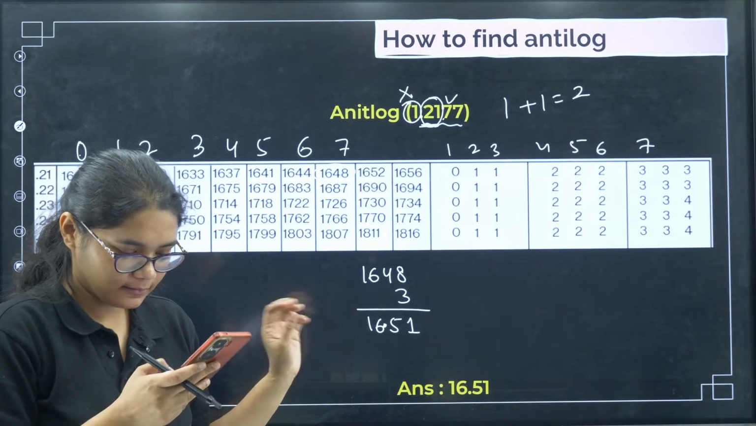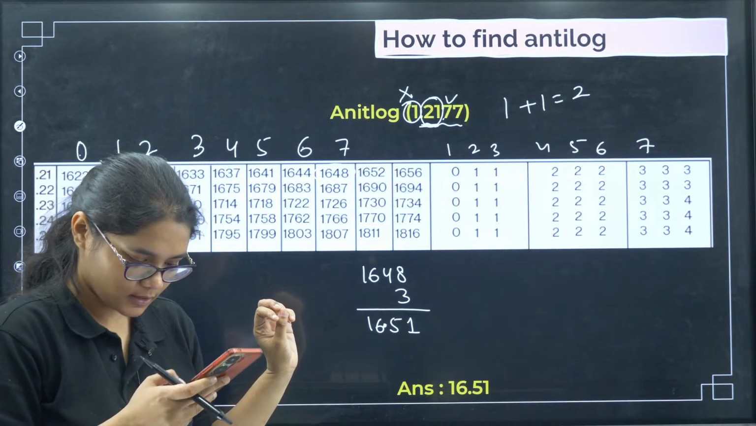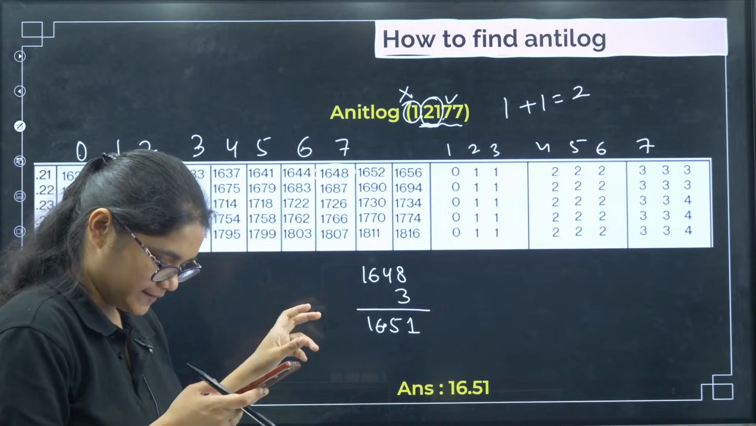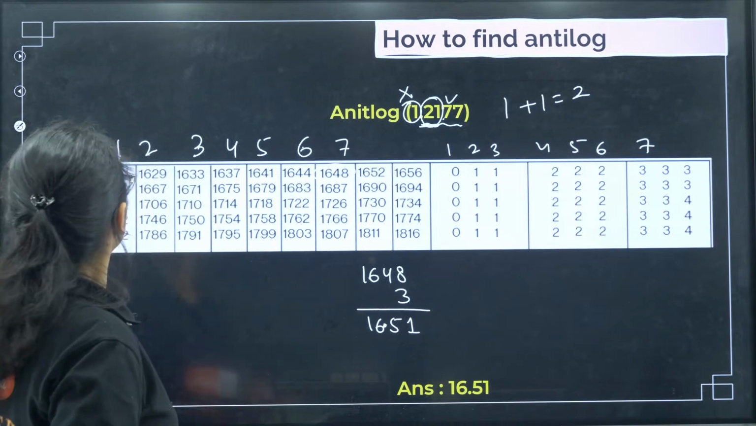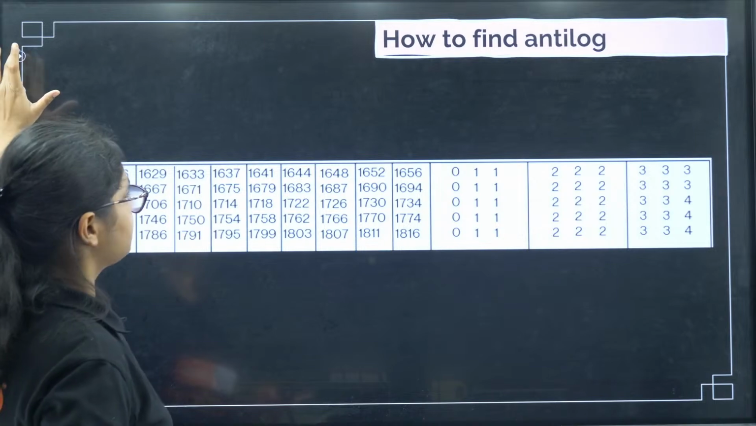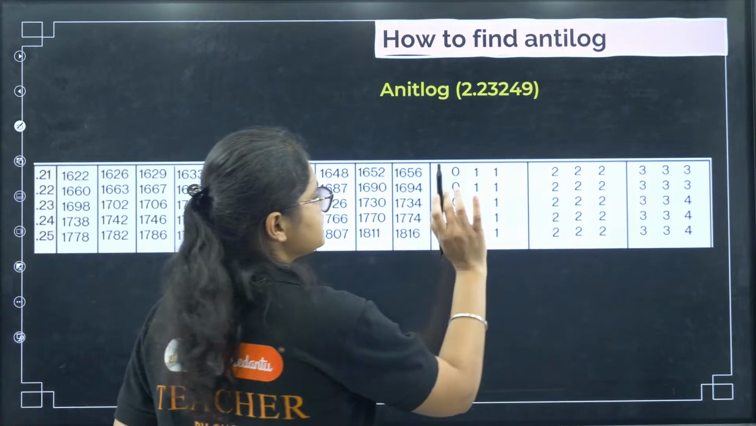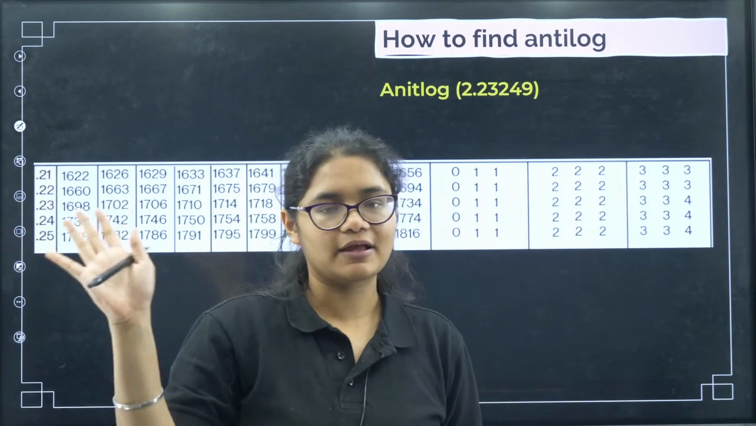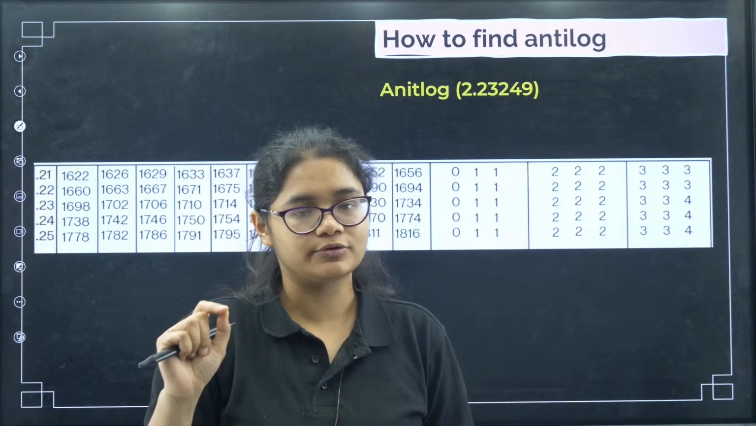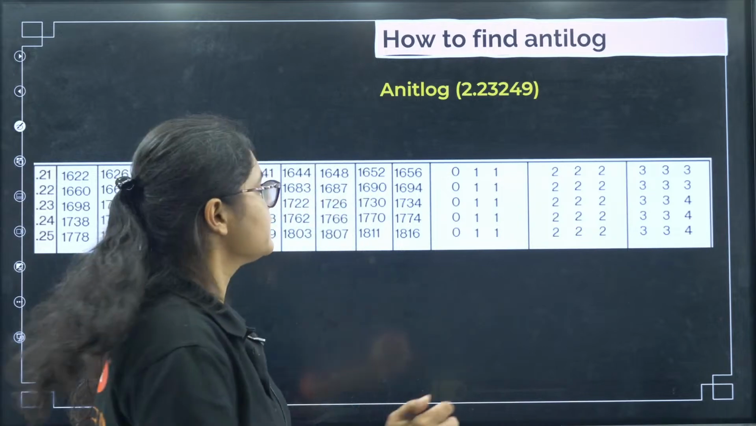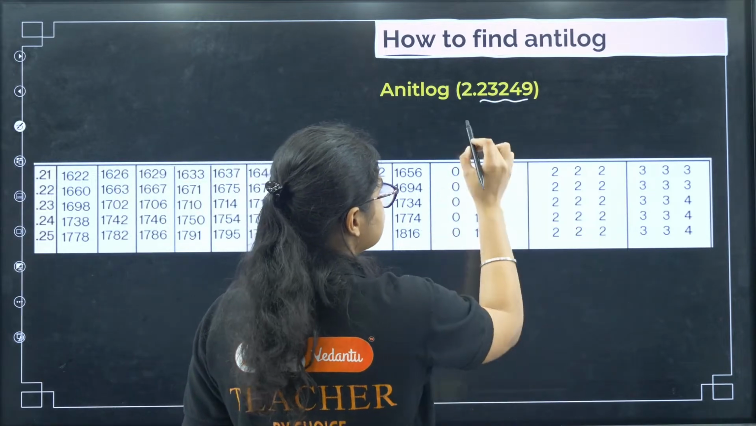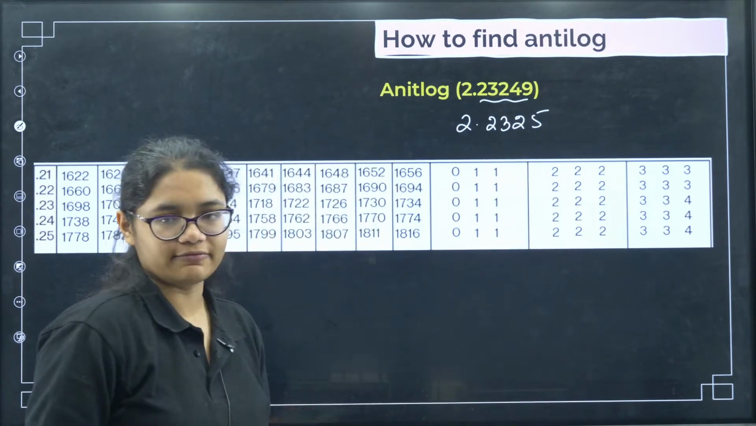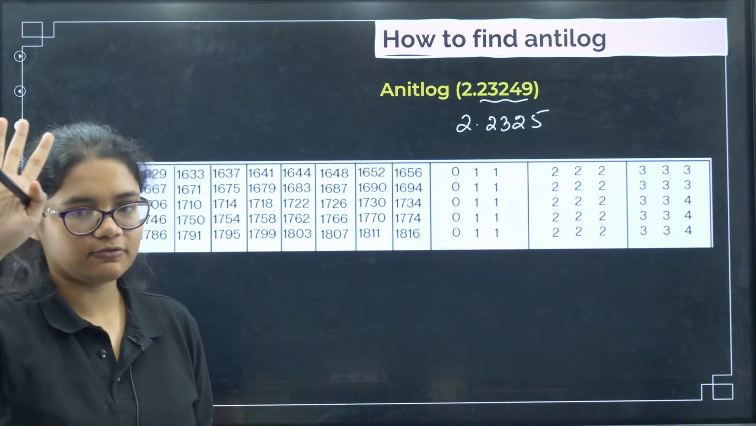I hope all of you are getting it. Yes, clear? Next, let's do one more question, it will be clear. See, similarly, first of all, any number whose log value you are counting, after decimal it should have only 4 places. So here you see after decimal there are 5 places, so I will round it off and write it in this form, 2325. First I will make it 4 places after decimal.